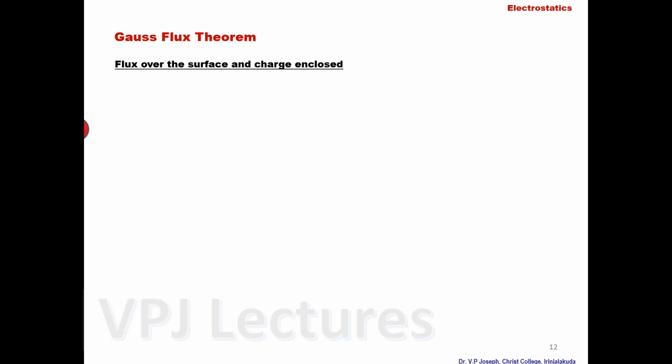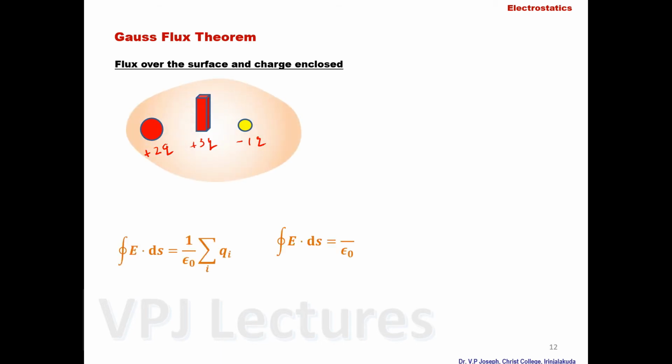Now, in this case, let us consider three charges. Let the charges be, say, plus 2q, another plus 3q, and minus 1q. Let these be three discrete charges placed, and a Gaussian surface enclosing all three. The surface integral of E dot ds, in this case, is 1 by epsilon 0 times the summation of qi, that is 2q plus 3q minus 1q, that is 5 minus 1, that is 4, so plus 4q by epsilon 0.